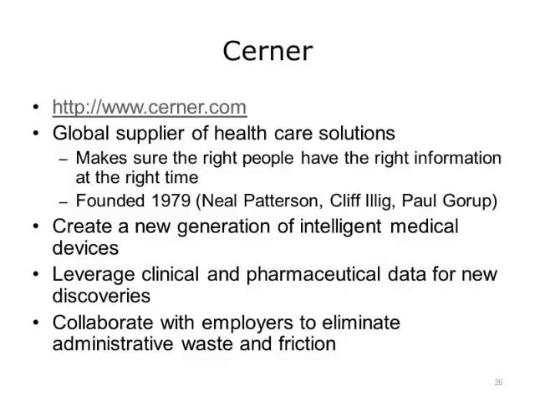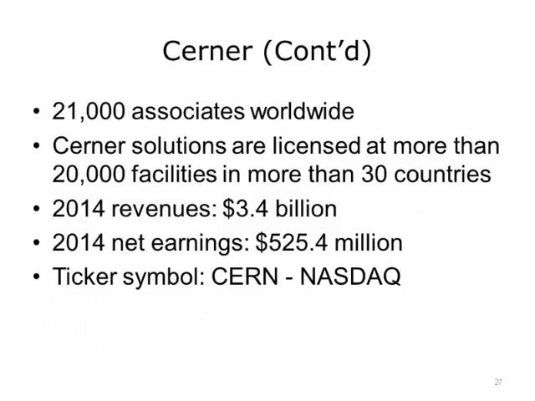Cerner, on the other hand, is a much larger company with 8,000 clients worldwide. Founded in the same year, 1979, the 3 founders, Neil Patterson, Cliff Illig, and Paul Gorup, continue to lead the company. In 2000, Cerner bet the company's future on a person-centric architecture called Cerner Millennium. Cerner has 21,000 associates worldwide, 4,800 of which are staffed in Kansas City, with 8,000 clients: hospital, physician practice, ambulatory facilities, home health facilities, and retail pharmacies.